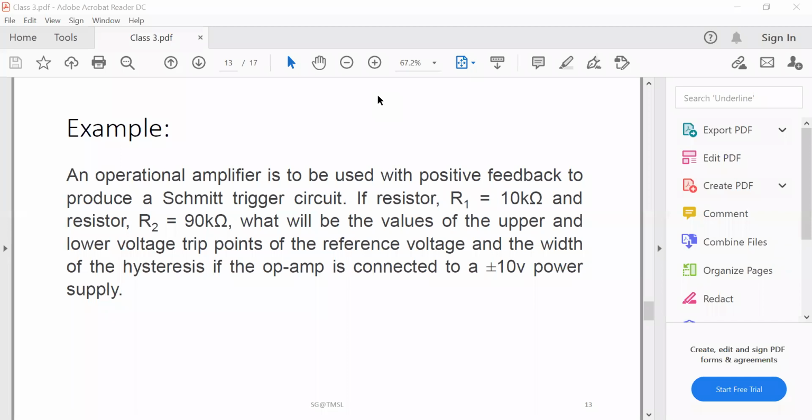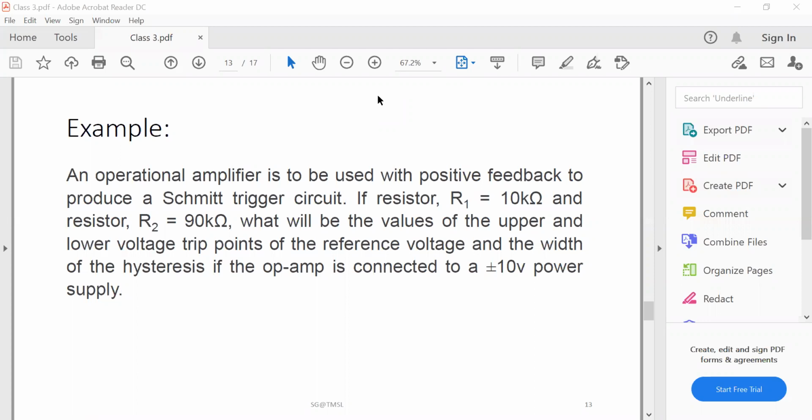I am not doing every single one step by step, I just give an idea. How is the width measured? The formula was already given there. After calculating the lower trip point and upper trip point, what will be the hysteresis voltage difference? That is equivalent to the plus V reference, meaning beta into VCC, and negative V reference, which is beta into VCC again.